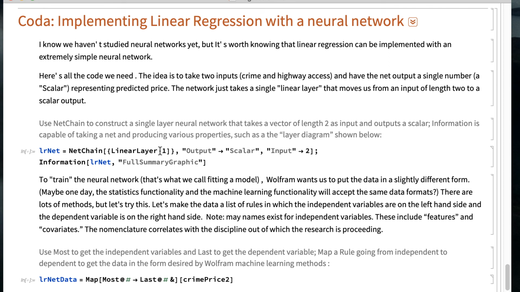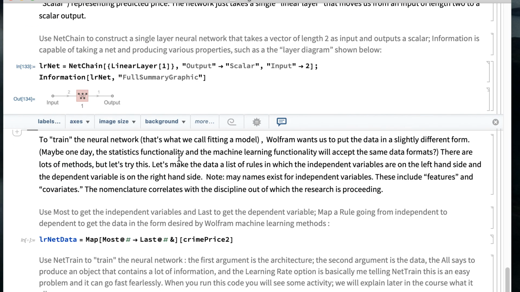You go from one to the next, to the next, to the next, kind of a pipeline. As it happens here, there's only one part in the pipeline. And I am going to tell it, hey, the input is length 2, and the output is a scalar. And now that we've made this chain called LRnet, I want to just produce a little picture of it. So there's a picture. Here's our input, size 2. It goes through this linear layer, which you can just think of as a function, and out pops an output.